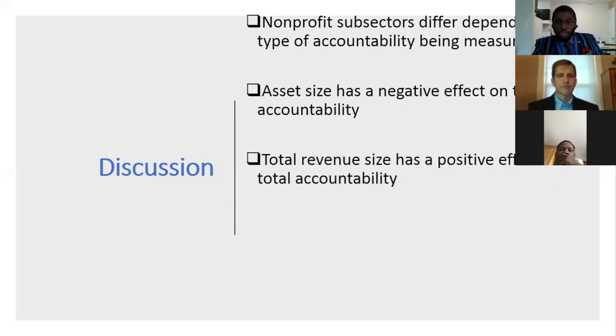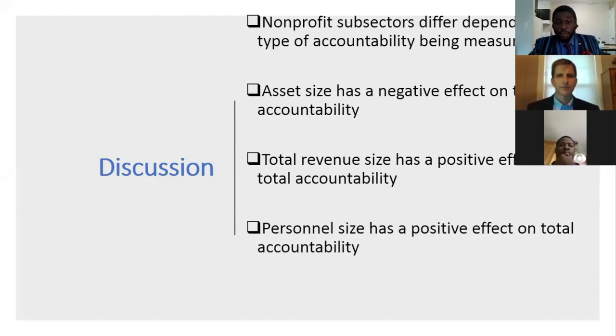And the third finding was that total revenue has a positive effect on total accountability. This means that organizations with higher revenue are more prone to engage in online accountability. They are more prone to disclose information online. I believe this is a way for them to build confidence with their donors and stakeholders, as a way to increase their fundraising capacities.